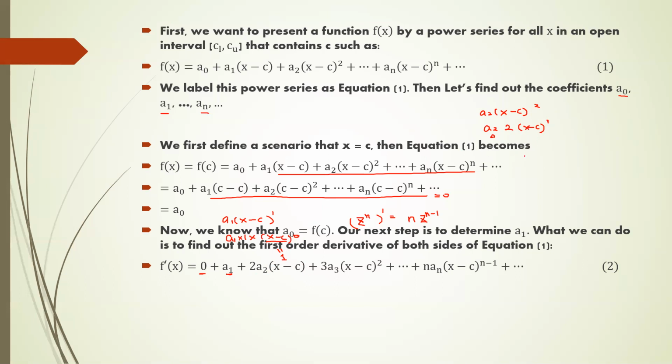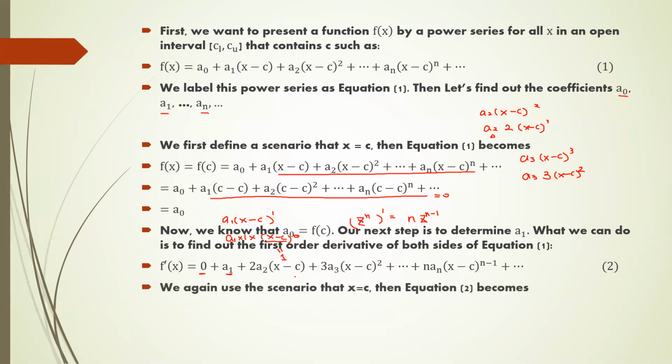Next one is a3 times (x minus c) to the power of 3. So we hold this constant as it is, and then times 3 is the power, and times (x minus c) to the power of minus 1. So 3 minus 1 is 2. So the first term is 3a3 times (x minus c) to the power of 2. And keep going.